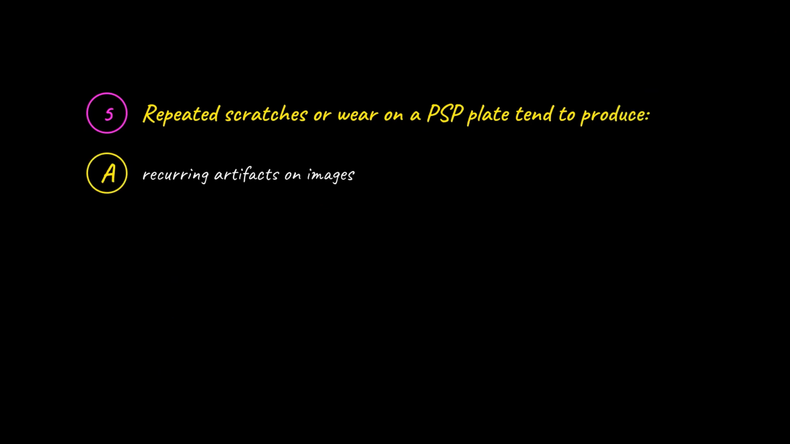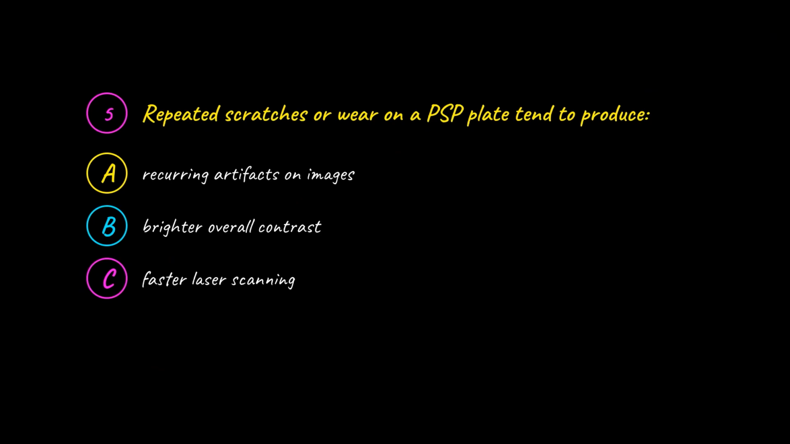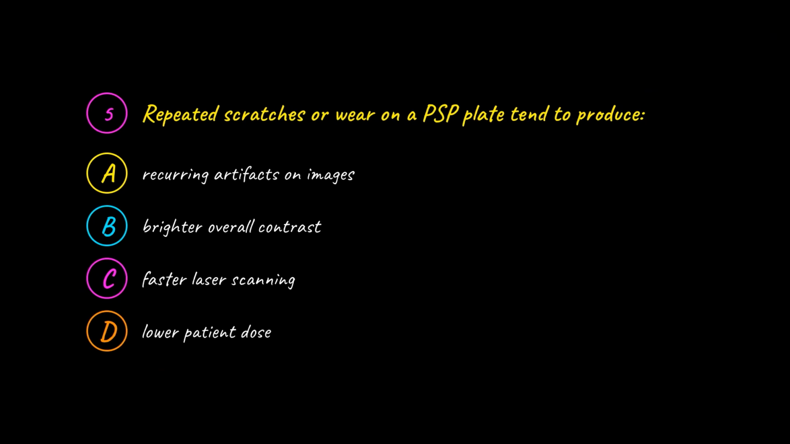Question 5. Repeated scratches or wear on a PSP plate tend to produce. Your options are A. Recurring artifacts on images, B. Brighter overall contrast, C. Faster laser scanning, D. Lower patient dose. Pick one. Trust your gut. Here's your chance to test yourself.